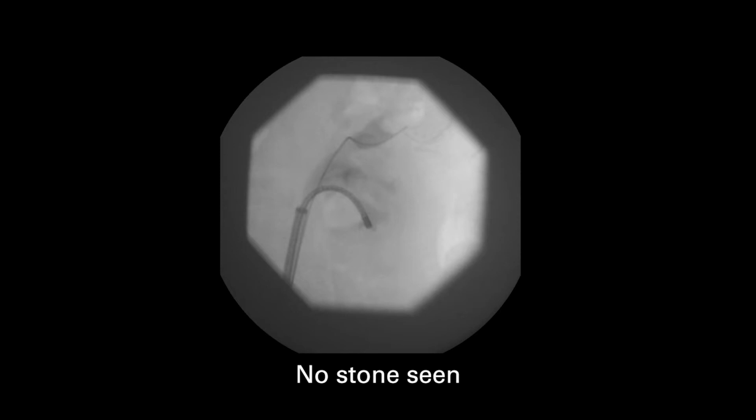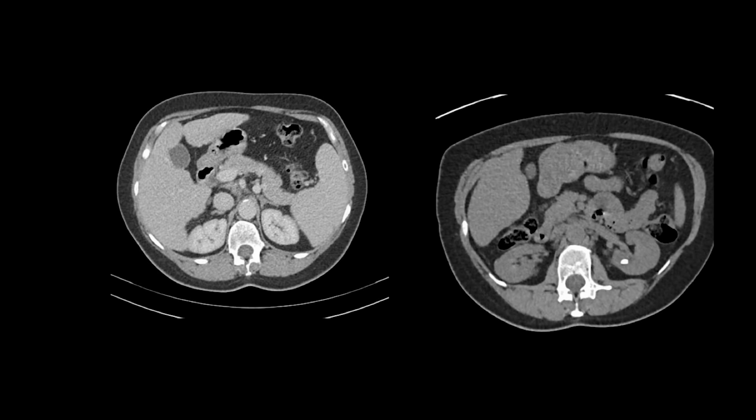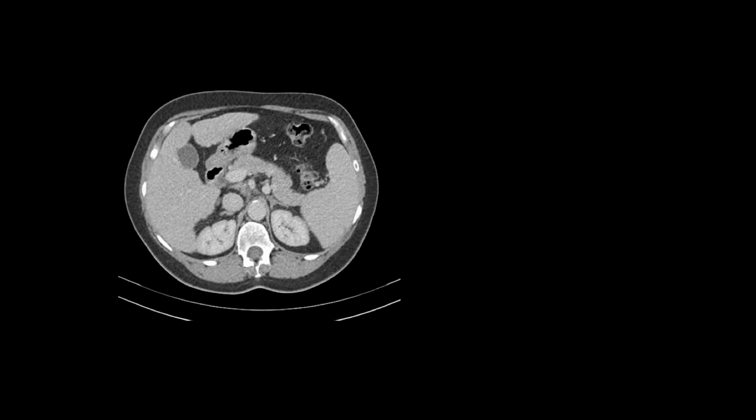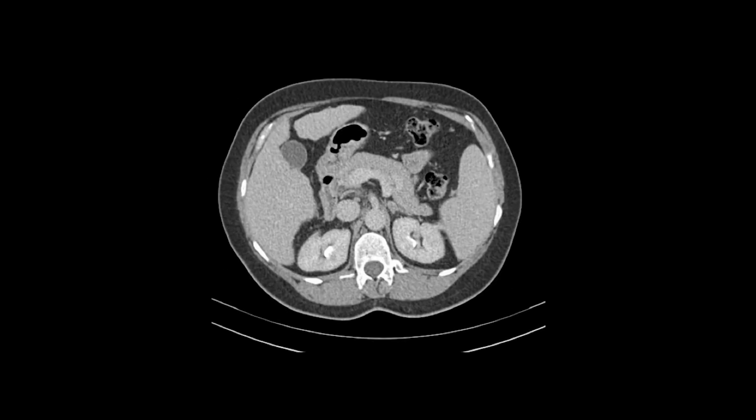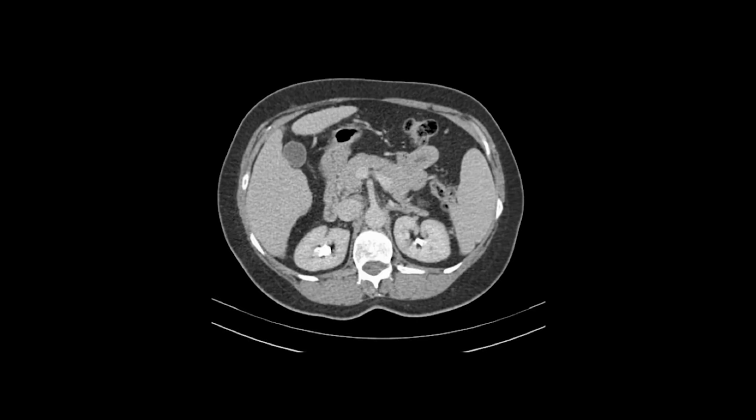The question of why we didn't find any stone wasn't clear. We thought possibly the stones were in a calyceal diverticulum, and therefore our plan was to arrange some more detailed imaging. The initial CT scan that we've seen is a non-contrast CT, but in this CT scan you can see we've got some contrast, and the contrast is excreted into the collecting system. So you've actually got a delayed phase image here.